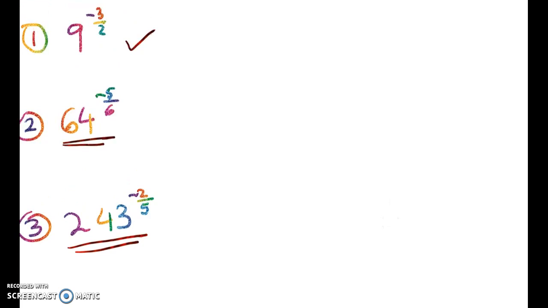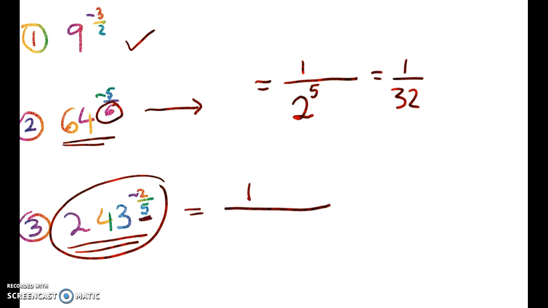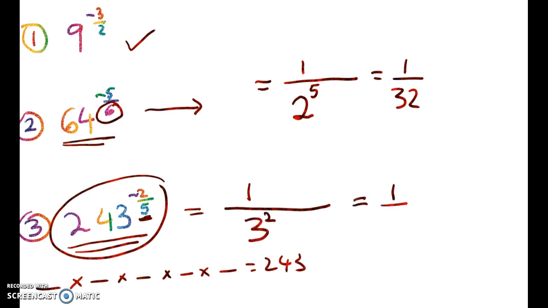Right, so let's go over the answers. Well, for this one here, this equals 1 over the 6th root of 64, so that's 2 to the power of 5, which is 1 over 32. This one here is equal to 1 over the 5th root of 243. Now, as I said in class, these are usually going to be really easy numbers. So what times what times what times what will equal 243? You know it's not going to be 2, because 2 to the power of 5 is 32. But if you try 3, it will be 3. So this is 1 over 3 squared, which is equal to 1/9.